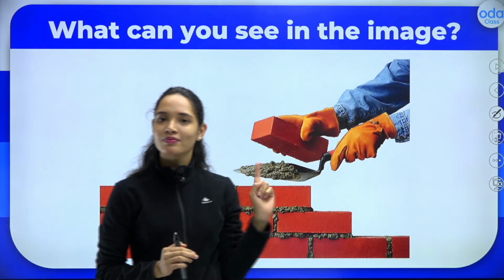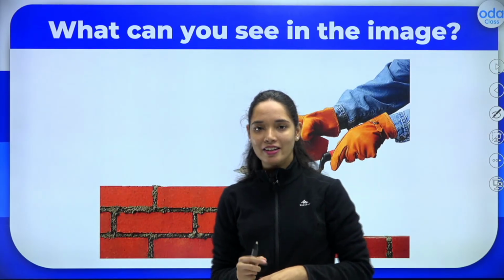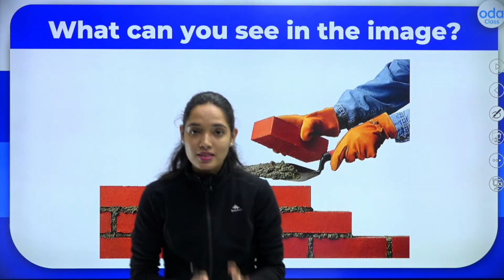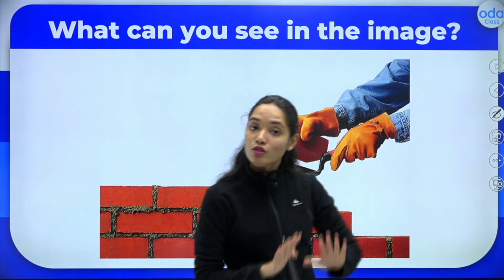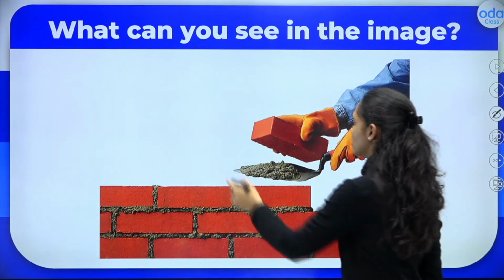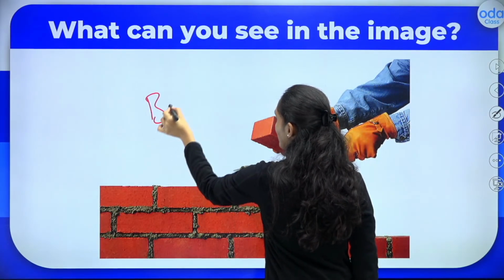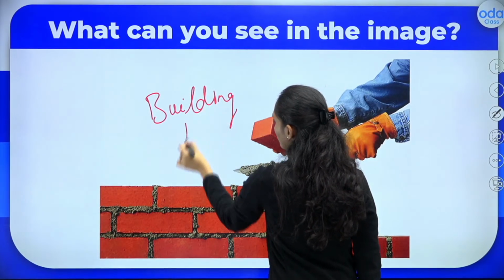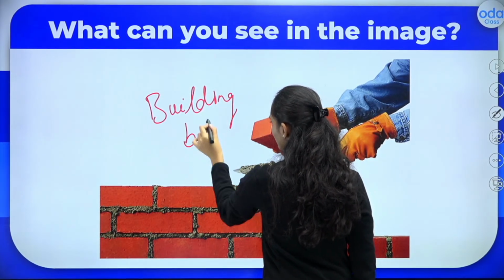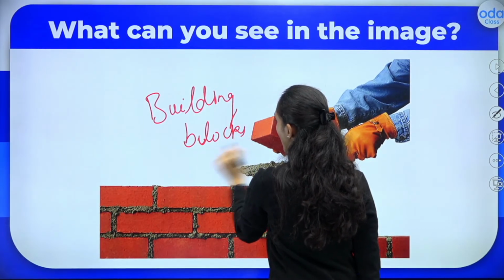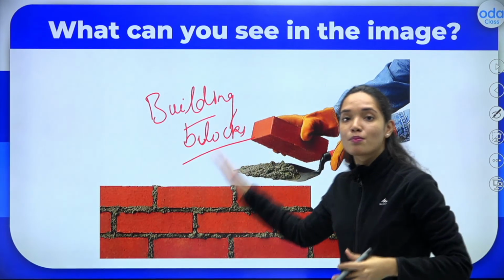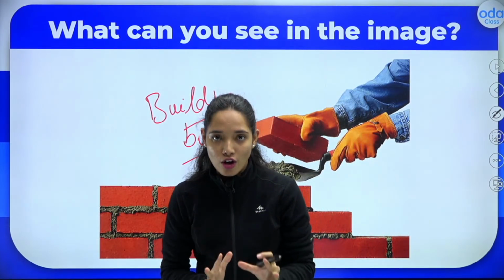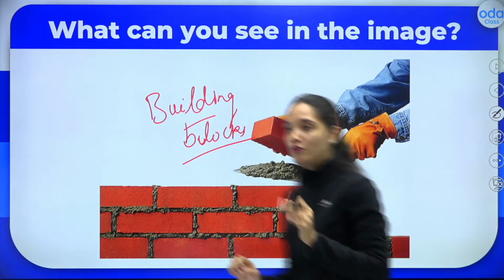The walls which are there, they are made up of bricks. So bricks are building blocks of a wall. Right students? Do you agree that bricks are building blocks of a wall? Those huge buildings are made up of these bricks. Similarly students, the rock is also made up of mineral.